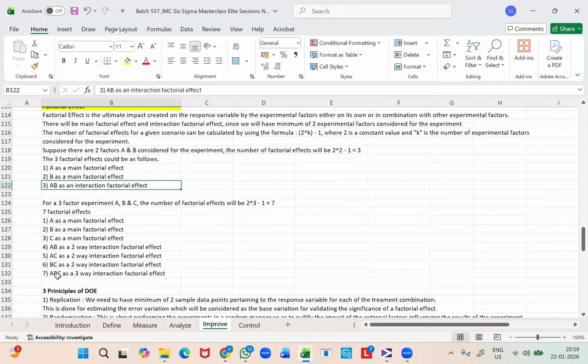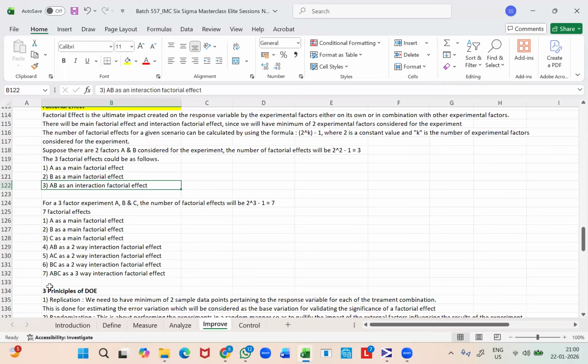So what are the 7 factorial effects that we can validate? The first one, A as a main factorial effect, B as a main factorial effect, C as a main factorial effect. So all these main factorial effects are over. Now, the two-way interaction factorial effects. AB as a two-way interaction factorial effect, AC as a two-way interaction factorial effect, and BC as a two-way interaction factorial effect. And finally, the three-way interaction, ABC, as a three-way interaction factorial effect, right?